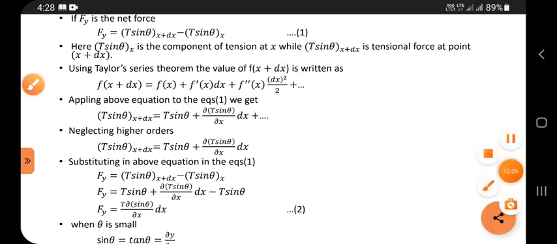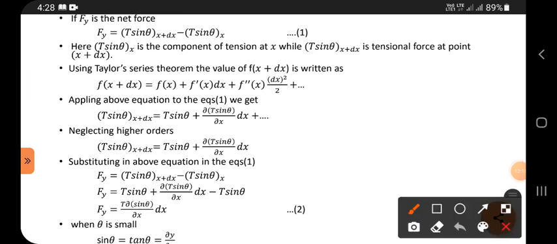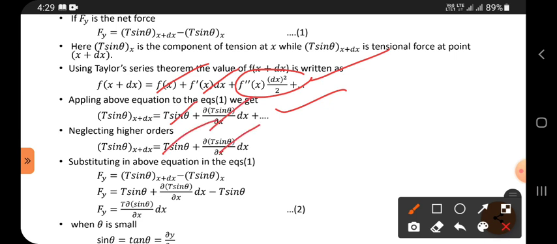Why? Because, right, like this we have to apply the Taylor series in this manner. Now the higher terms are neglected, which means we didn't take these higher terms. We have to take only these two terms, this term and this term. Okay, two terms are taken.